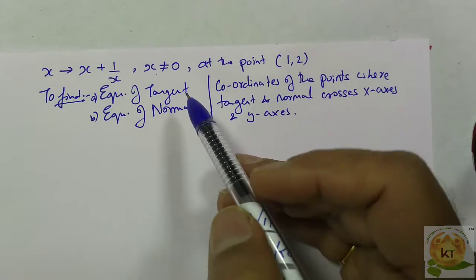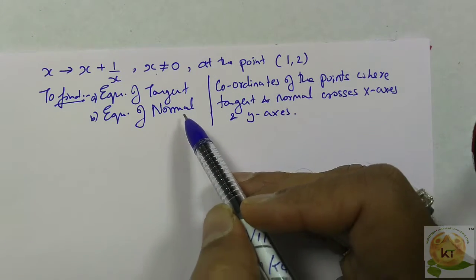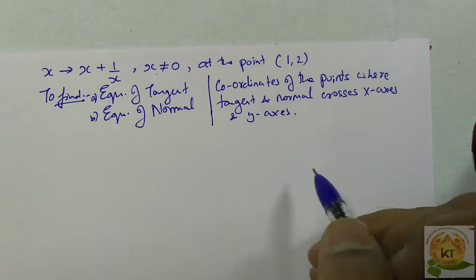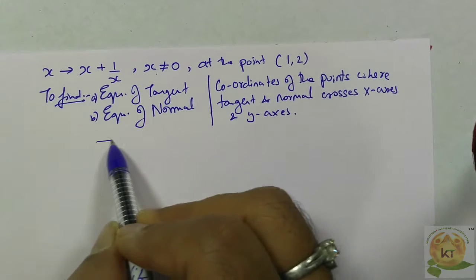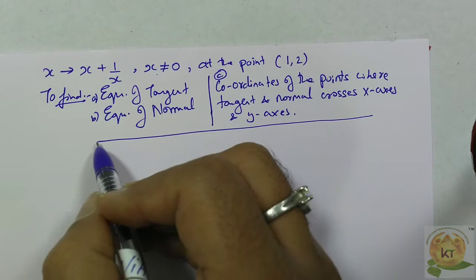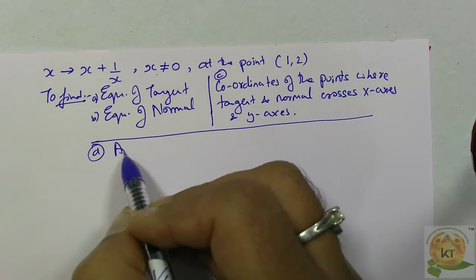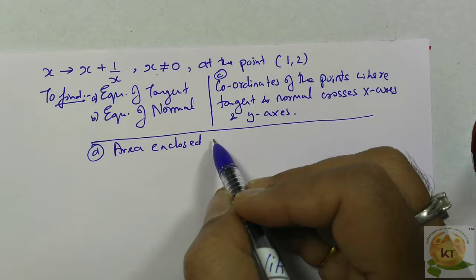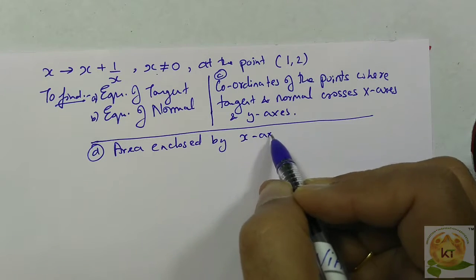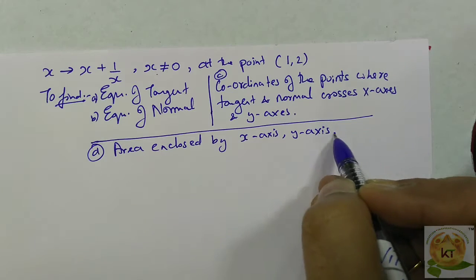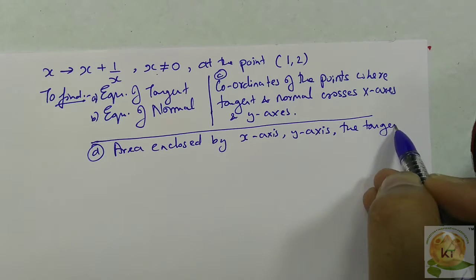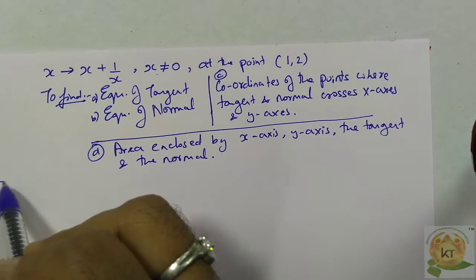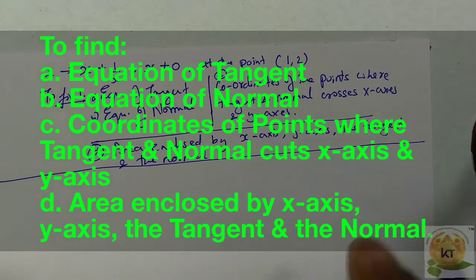And the third part, they're asking you, once you identify the equation of the tangent and the equation of the normal, and you know the coordinates of these points, you are expected to find the area enclosed by the x-axis. So this is, I'll name it as C part. The final part of this question, you are expected to find the area enclosed by the x-axis, y-axis, the tangent and the normal. So there goes our entire question, which I've divided into 4 different parts.